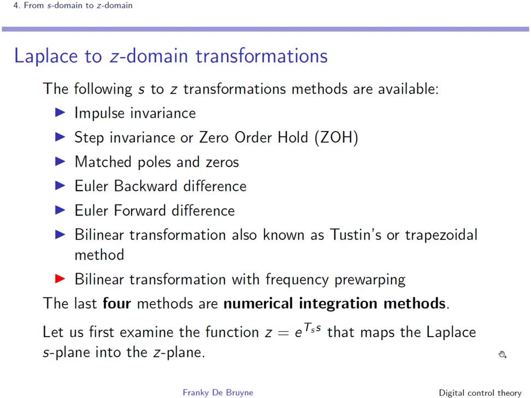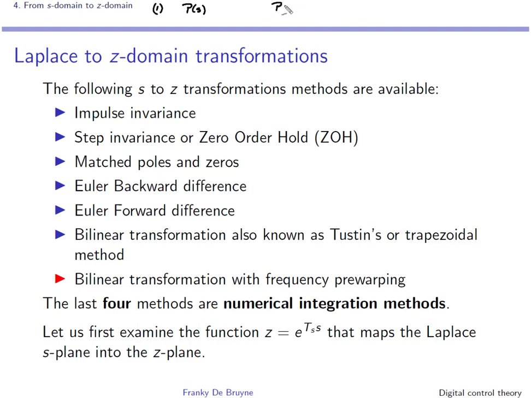What we will do here in section 4 is look at methods, transformations that allow you to go from the Laplace S domain to the Z domain. So why would you need to go from the S domain to the Z domain? Well, a first reason is that you're given a transfer function in the S domain, so a continuous time description of the system, but you would like to do your design directly in the Z domain.